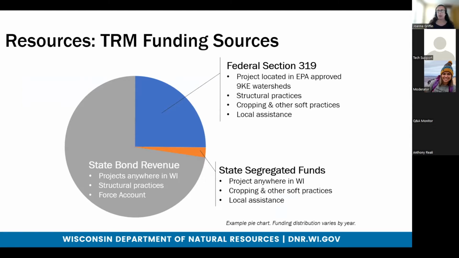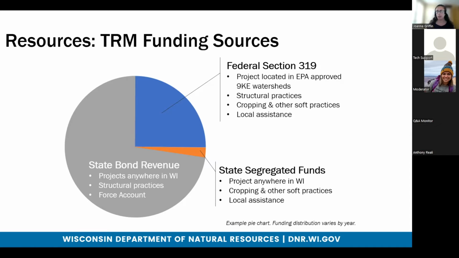Let's take a look at our funding resources for TRM grants. The majority of funding for TRM grants comes from state bond revenue. Bond revenue can be used anywhere in the state, but it can only be used for construction of structural practices or force account, or activities directly related to the construction of structural practices. It can reimburse nutrient management plans only when they're part of a project that includes construction of manure storage or a barnyard. And you can see from the pie chart that the gray part of the funding pie, representing the state bond revenue, comprises almost 3/4 of the overall program budget.